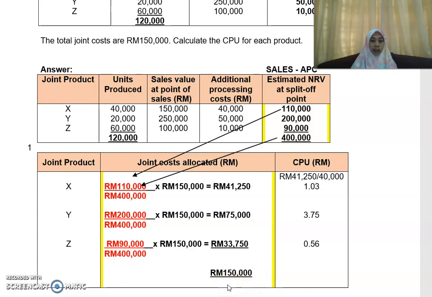is 150,000. So now based on NRV, you know how much is the cost for X, how much is the cost for Y, and how much is the cost for Z. So these are the values. And if you want to work out how much is the cost per unit, as before, you just take the total value here divided by the unit that you produce accordingly. So you will get 1.03 for X, 3.75 for Y, and 0.56 for Z. So that's how you do the apportionment of joint costs based on the net realizable value.